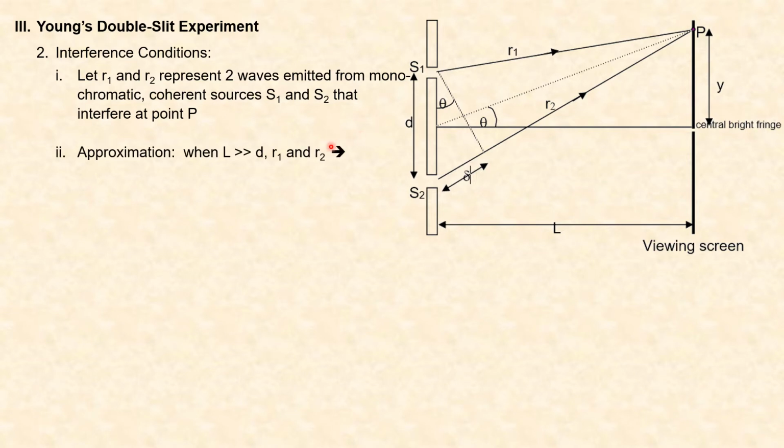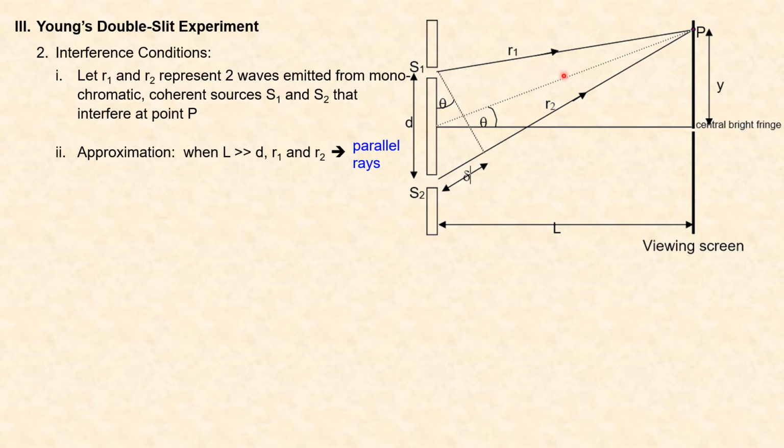So we make this approximation that when L, that is the distance between the slits and the viewing screen, is much, much greater than d, that is the slit spacing, the distance between two slits, then these two paths, R1 and R2, become parallel rays. Now, obviously, I can't show you this to scale in the figure here because the slide is not wide enough.